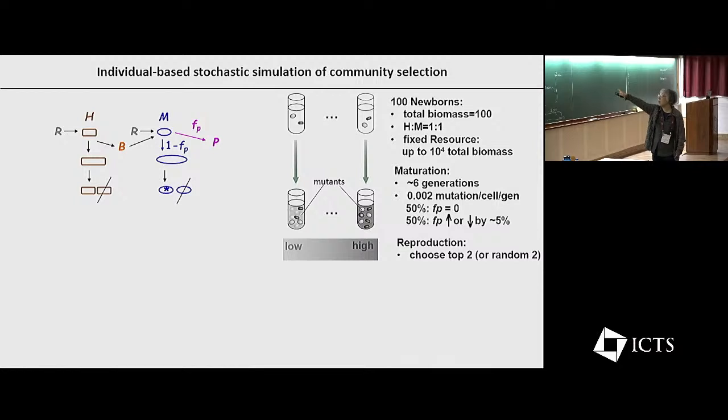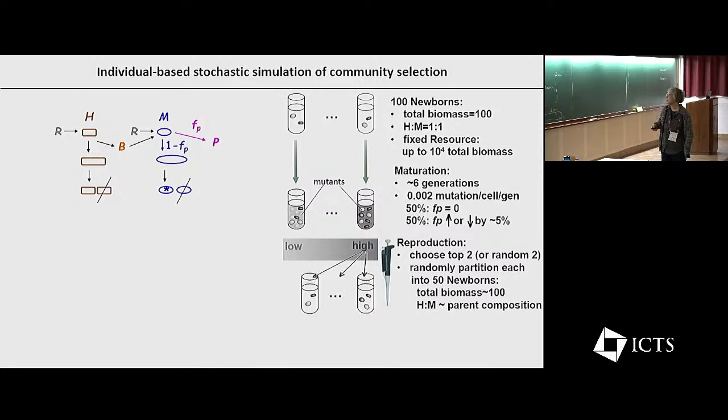And at the end, we rank the communities from low to high, and we choose the top 2. As a control, we choose a random 2 to reproduce. Each gives rise to 50 newborns. So we recover the 100 from the beginning. And again, total mass, we fix it to 100.